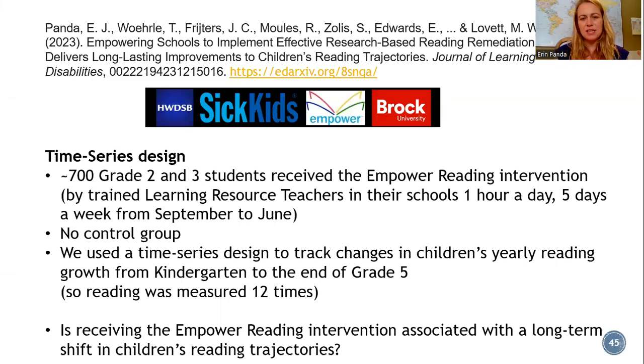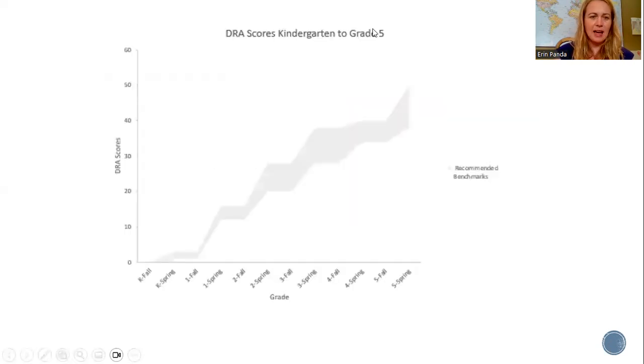So using a time series design, we were able to track whether the improvement that kids showed during their intervention year was greater than the pattern of improvement they showed both before and after. This allowed us to ask whether receiving intervention in their schools was associated with a long-term shift in their reading trajectories. So I'll just show you one of the results from this study.